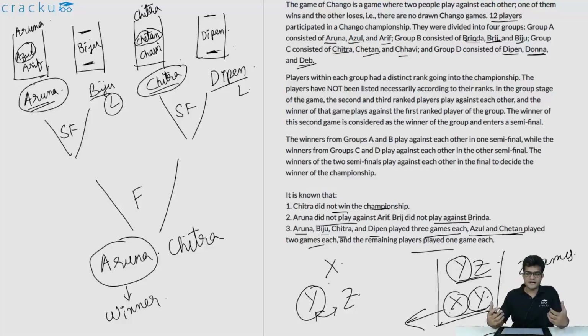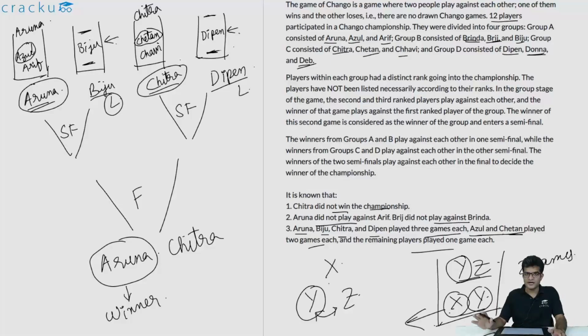Again, when I am saying they are ranked 3, it doesn't mean that they are actually ranked 3. Because rank 2 and rank 3 can be interchanged. We don't have any particular information to identify Deepen as rank 2. Deepen can be either rank 2 or rank 3. Similarly, Biju can be either rank 2 or rank 3. What we can say for certain is that they were not rank 1. So Biju played 2 games in the group. Deepen also played 2 games in the group. This is the information that we can say for sure.